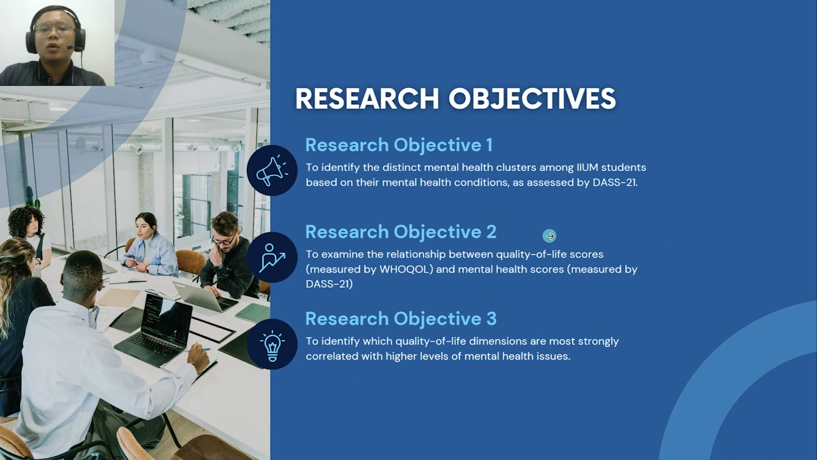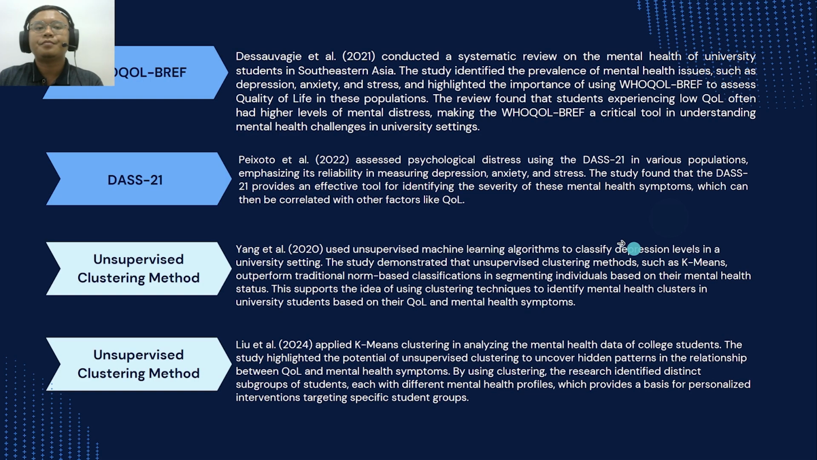So the next one is actually about the objectives of this study. The first one is to identify the distinct mental health clusters among the IIUM students based on their mental health condition assessed by the DASS 21. And then the second objective is to examine the relationship between the quality of life scores and also the mental health scores. And then the third objective is to identify which quality of life dimensions are most strongly correlated with higher levels of mental health issues.